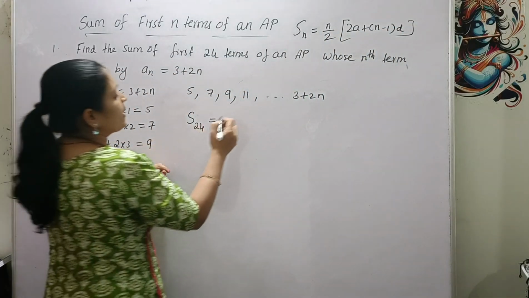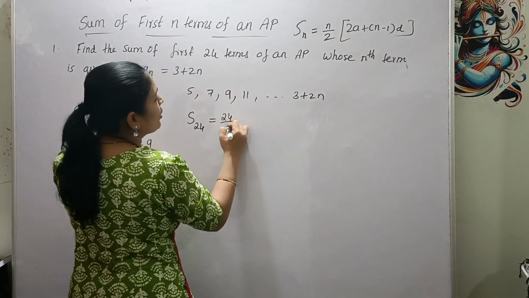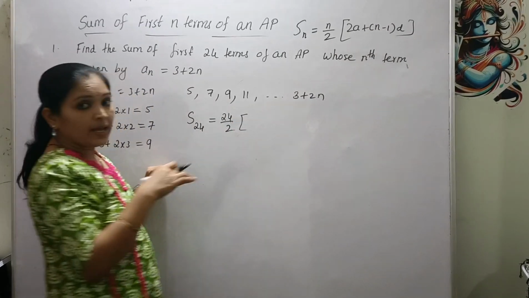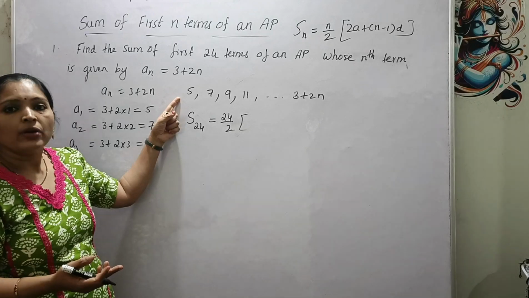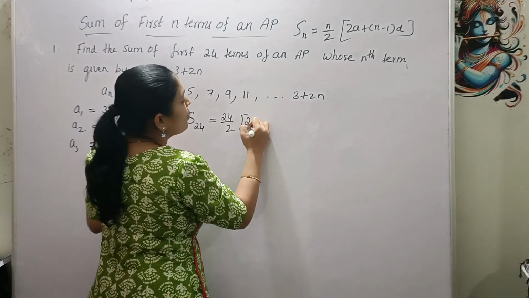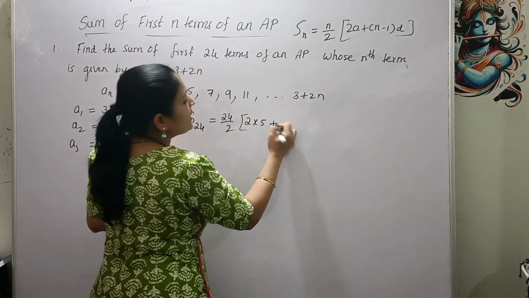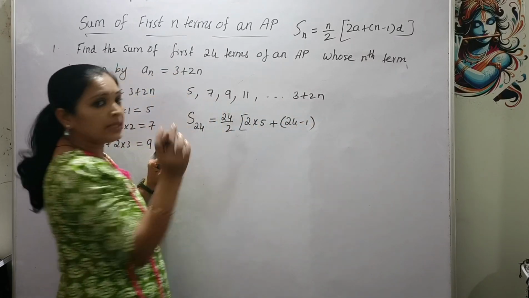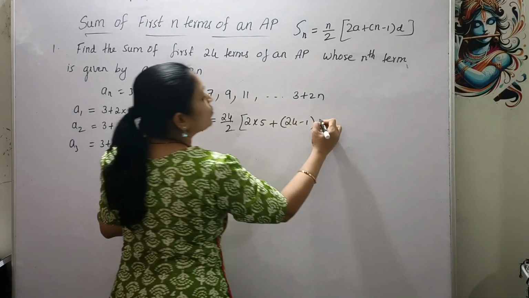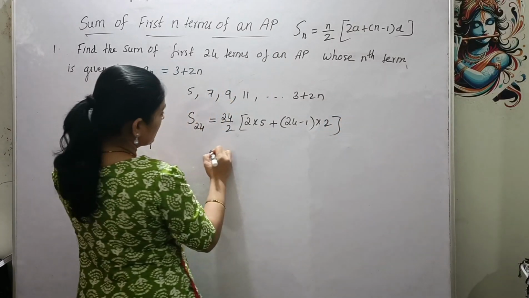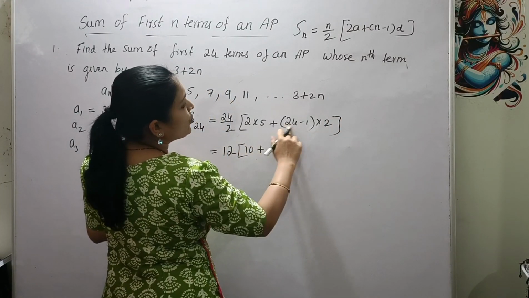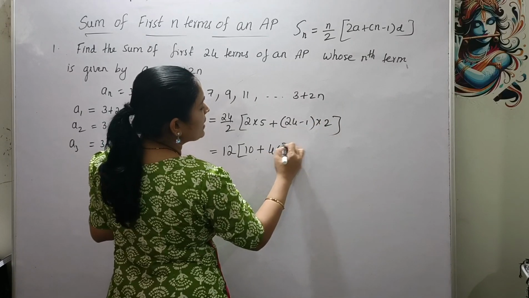So S24 is equal to n by 2, that is 24 divided by 2 into 2 into a. What is a? First term. What is the first term? 5. Right. So 2 into 5 plus n minus 1, 24 minus 1 into d. What is the common difference? 2. Right. That is equal to 12 into 10 plus 23 into 2, 46.